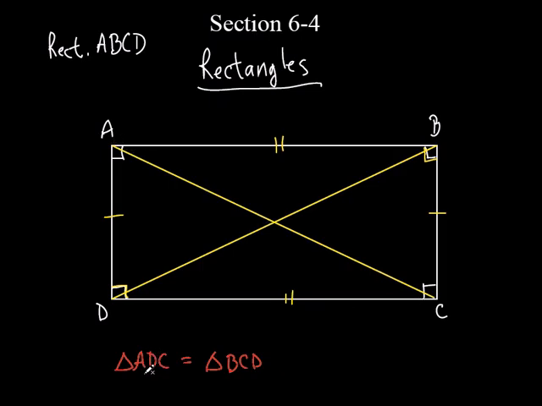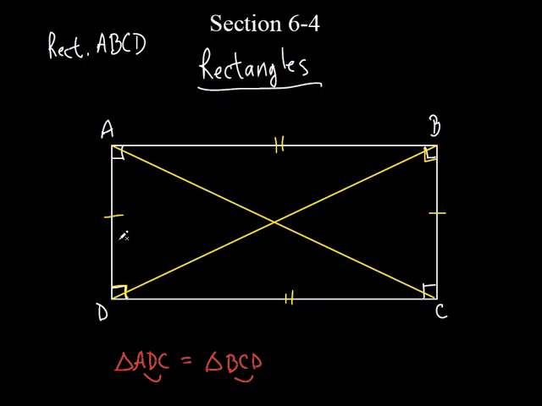So look, AC is corresponding to what? BD, right? So what must be true about AC and BD? They've got to be equal to each other. Everybody see that? It's a proof. We basically just proved that the diagonals of a rectangle are what to each other? Are equal or congruent, right? Everybody see that? Because CPCTC, exactly right.